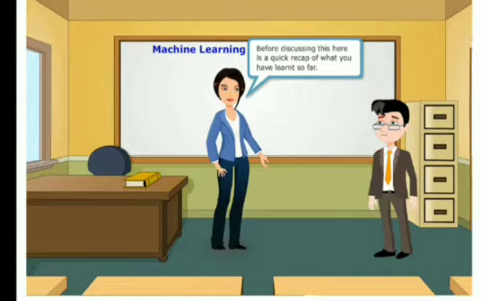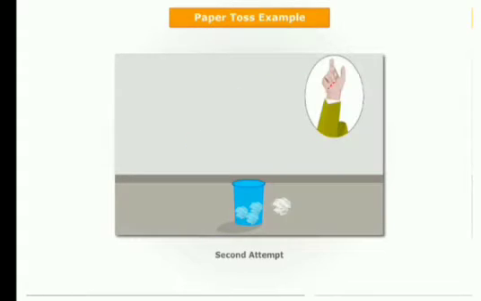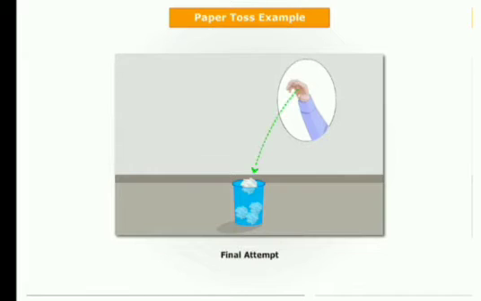Before discussing this, here is a quick recap of what you have learned so far. Consider that you are trying to toss a paper into a dustbin. After the first attempt, you realize that you have applied too much force on it. After the second attempt, you realize that you are closer to the target, but you need to increase your throw angle. This way, after every throw, you are learning something and improving the end result.